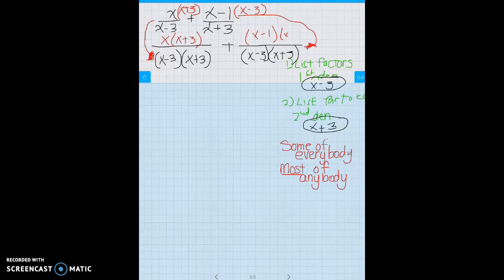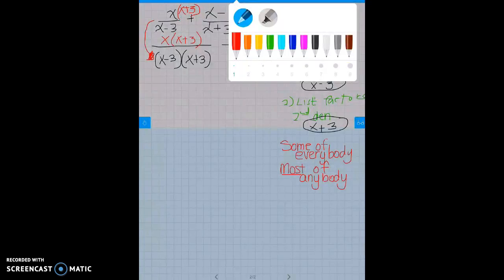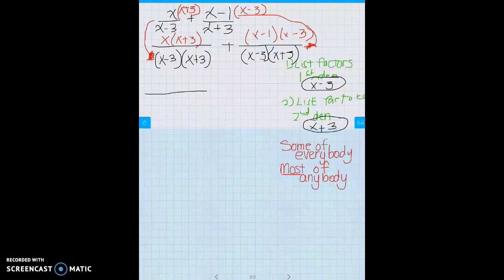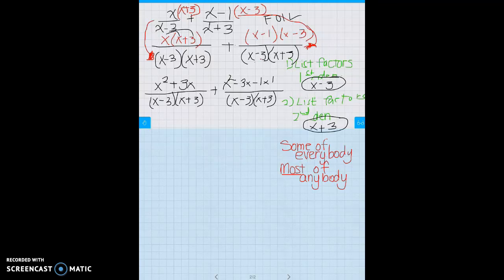Okay, so now I just have to do a little bit of work and cleaning up because I can't add those right now because they're factored out, and ultimately I have to be able to add the numerators. I want to leave my denominators in factored form. That's going to be best for me until the very end. And what we will do is go ahead and distribute for our numerators. So my first numerator, I would distribute the x, and that's going to give me x squared plus 3x. And for my second one, I'll FOIL it, okay? So my first, that's x squared. My outside, that's minus 3x. My inside's minus 1x. And my last, plus 3.